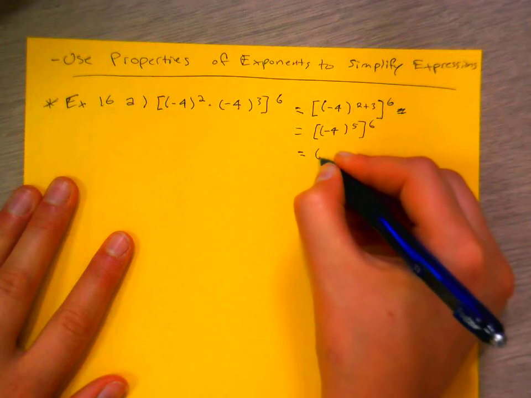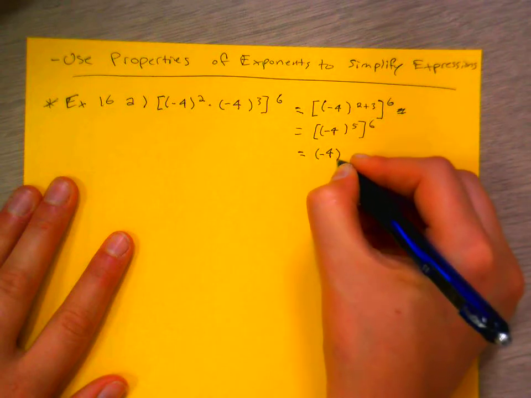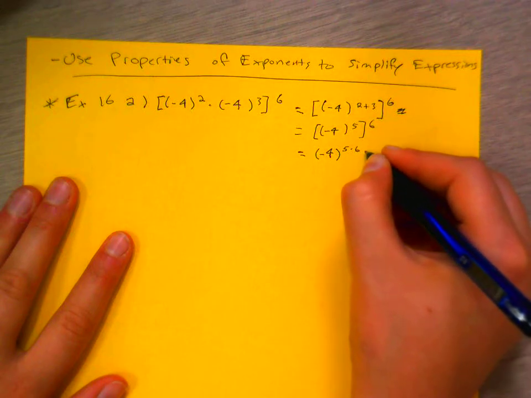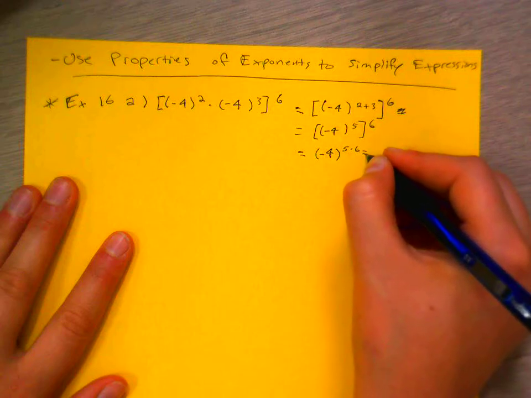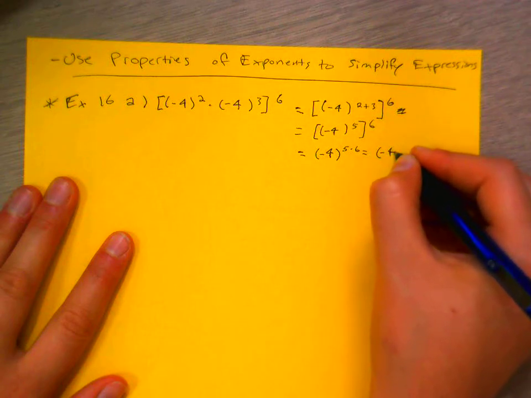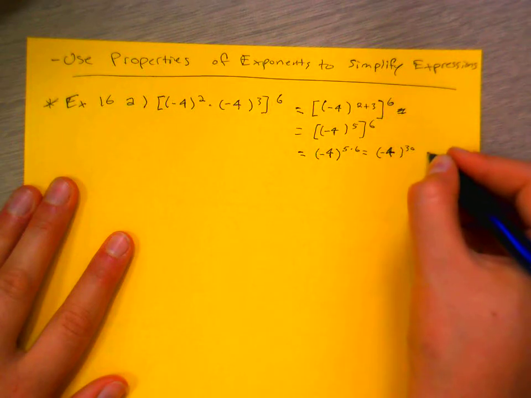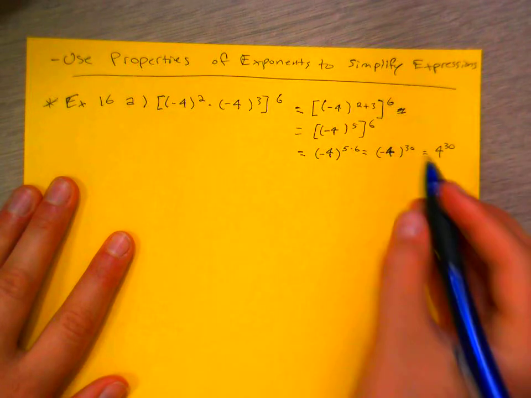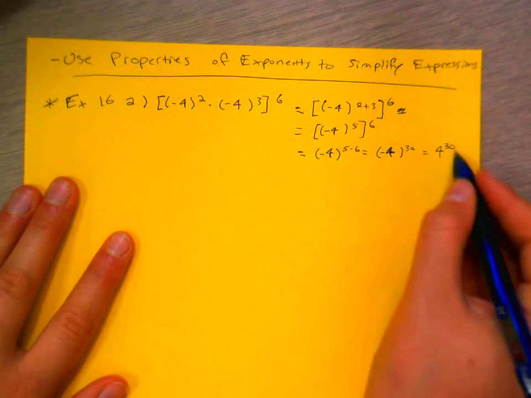Then you could say negative 4, the one we just learned, 5 times 6, and you could say that that equals negative 4 to the power of 30. The exponent is an even number, so we can say that it is 4 to the power of 30. This is in the parentheses and it's an even number, so this we can do.